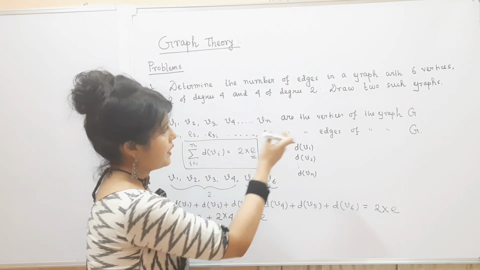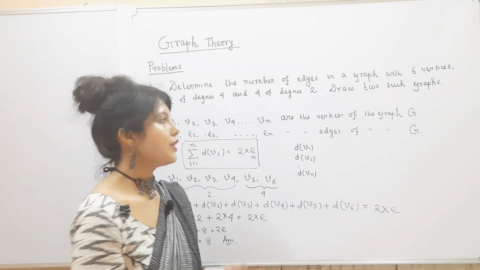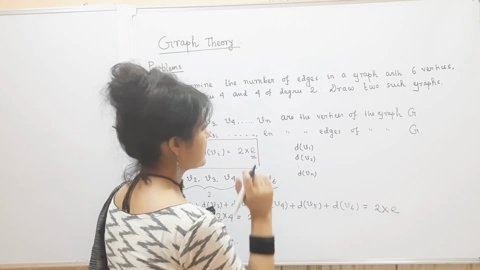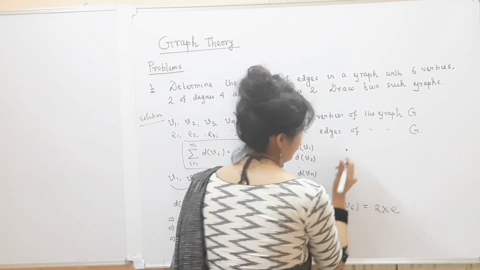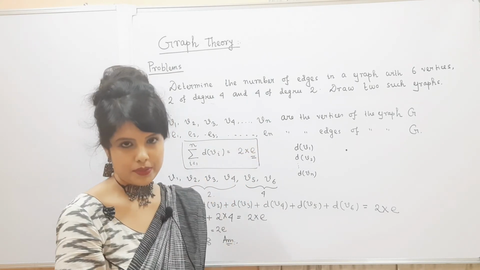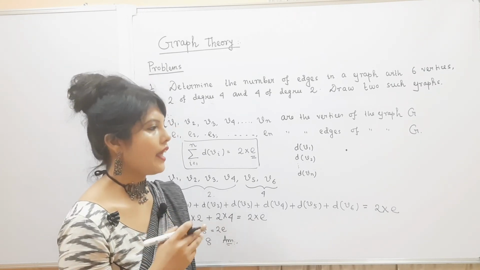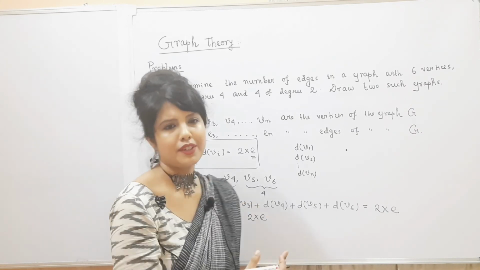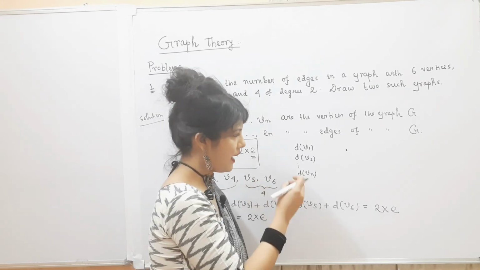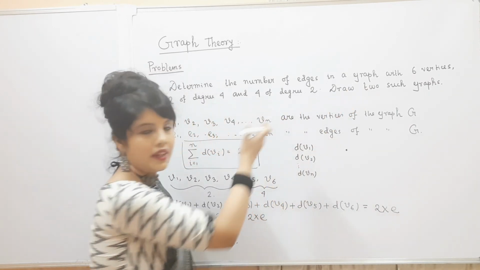Now the second portion is to draw 2 such graphs. There are 6 vertices, so you can draw different kinds of graphs of such types. Here I am drawing 2 such graphs. This graph may differ from person to person, because one can draw one kind of graph and another can draw another type of graph with the same properties.